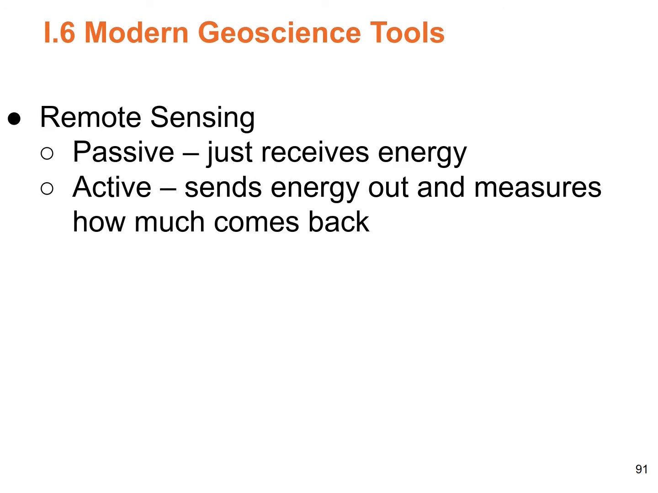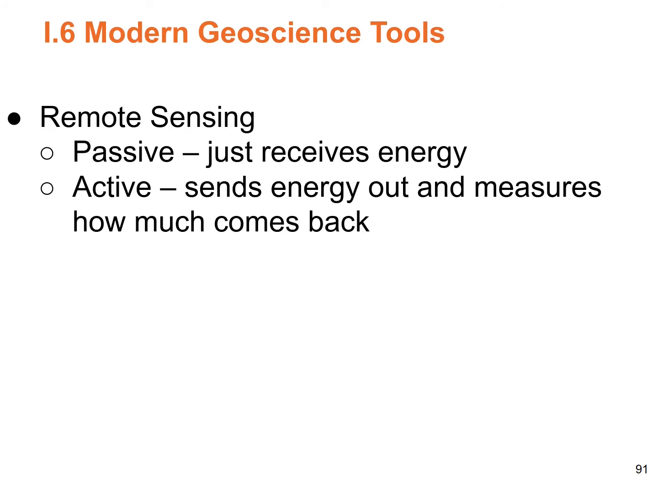Active remote sensing is when you send energy out and measure how much of it comes back. So our eyeballs are passive sensors. They're not sending out rays and then measuring how much comes back. Flash photography in a dark room would be active remote sensing, because you're sending out energy and you're measuring how much of it comes back. Radar, active remote sensing. You're sending out radio waves and you're measuring the strength of the returns.